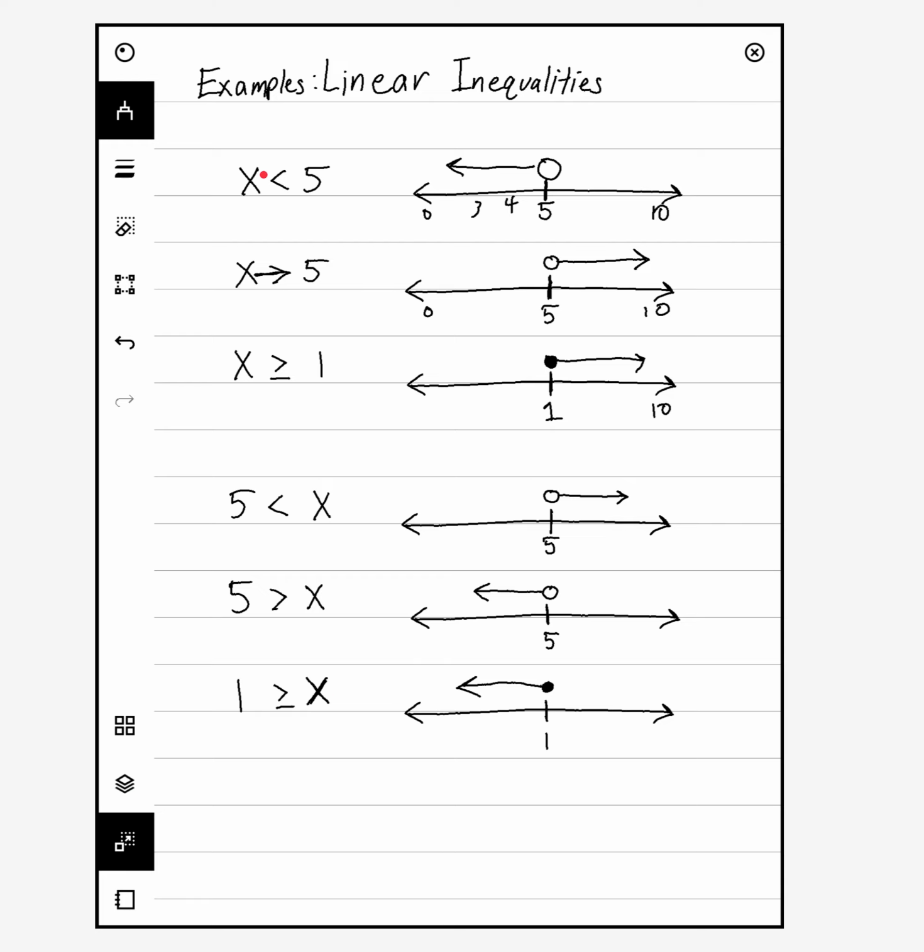But when x is on the left side, the direction the symbol is pointing to, that's the direction that x is equal to. Left. Same thing for this one. Right. And same for this one. Right.